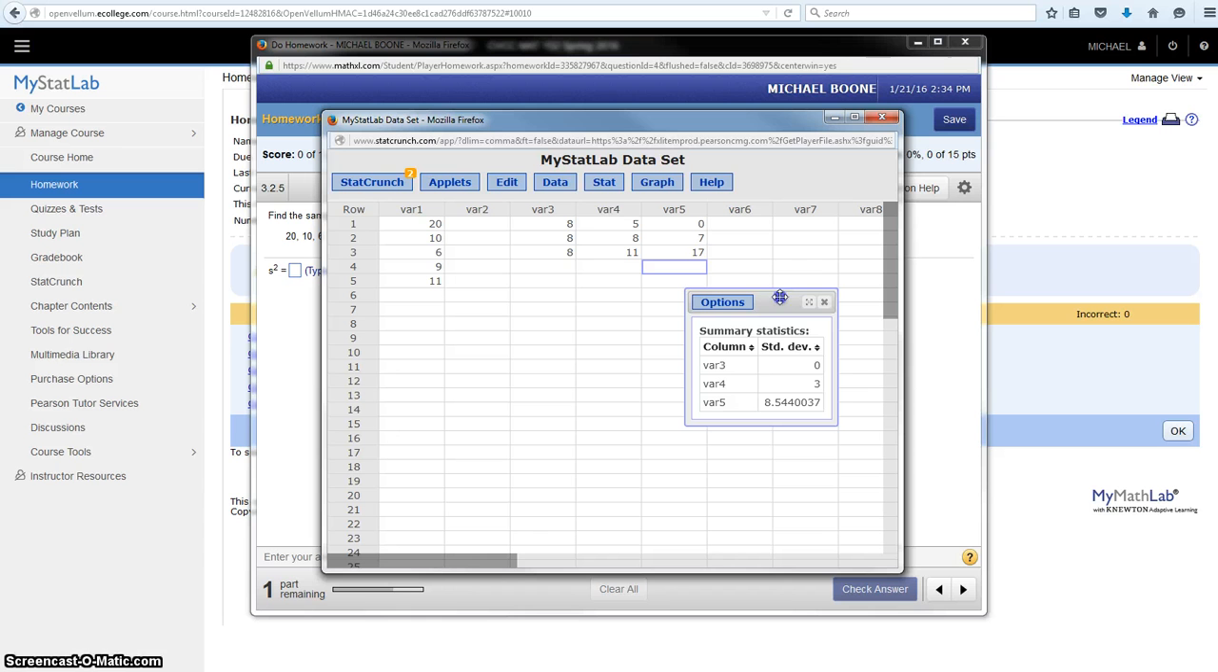Well, the first one is 0 because there is no difference from the mean. Here the difference is 3 up and down. And here, again, the mean was 8, but my standard deviation is 8.544. So again, standard deviation is just talking about how much we differ from the mean. And variance is another way to talk about how we vary. But typically we talk in standard deviation. Most people in the mathematical world use standard deviation.